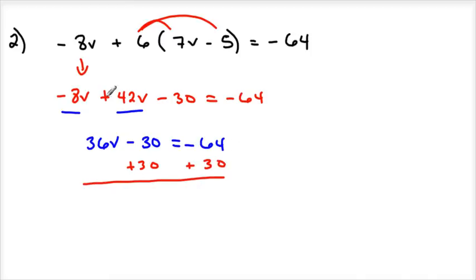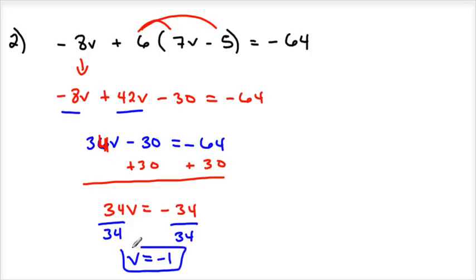And I get here, so 42 minus 8, I should have got 34, not 36. So 34v equals negative 34. And our last step here, divide by 34, divide by 34, v equals negative 1.